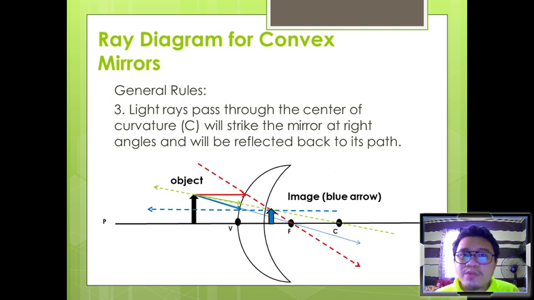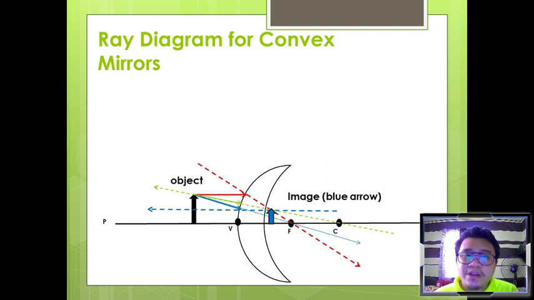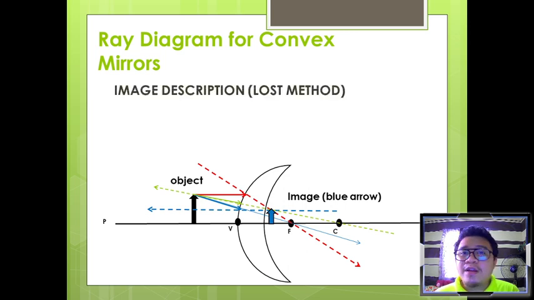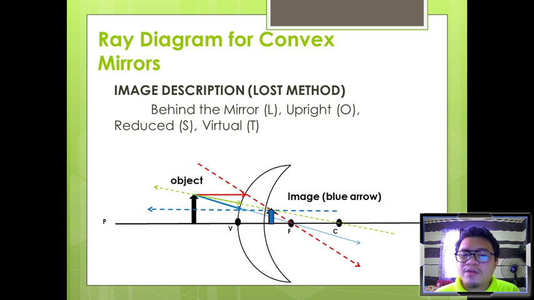Now, how do we describe the image formed here? Again, we use the LOST method, wherein it's behind the mirror, the location. Why do I know it's behind the mirror? Because it's located on the opposite side of the mirror. And it's upright because it has the same orientation as the arrow or the object. And how do I know it's upright? It's because the intersection of the light rays happens above the principal axis. So that's why I can say that it's an upright image.